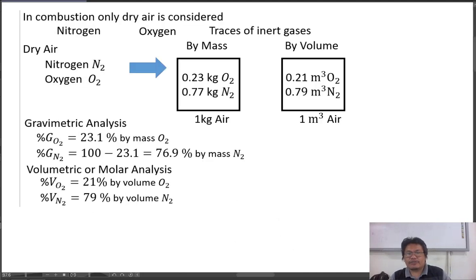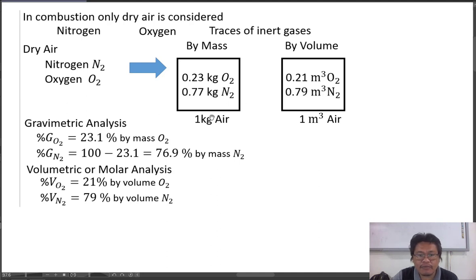Now, in combustion, what we only consider is your dry air. So we have your nitrogen and oxygen, and other traces of inert gases that will be used in the combustion. Now, for dry air, mostly we'll be dealing only with nitrogen and oxygen. By mass of air, for example, we have 1 kilogram of air. So there is 0.23 kilogram of oxygen there. Then we have 0.77 kilogram of nitrogen. Then 1 volume of air, that is 1 cubic meter of air, is equivalent to 0.21 cubic meter of oxygen and 0.79 cubic meter of nitrogen.